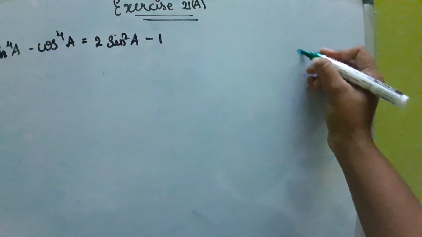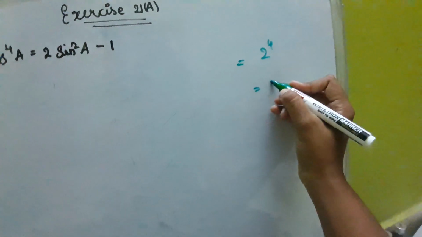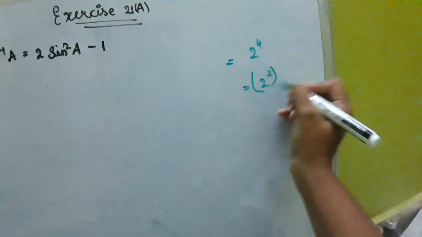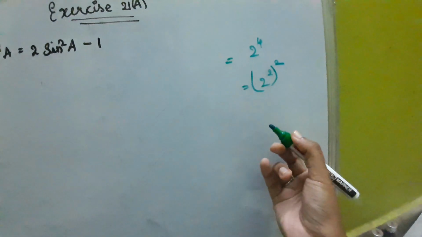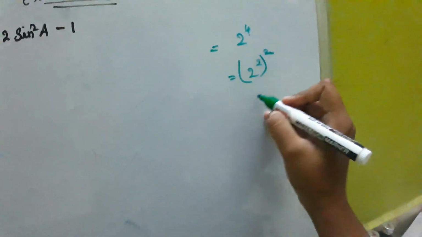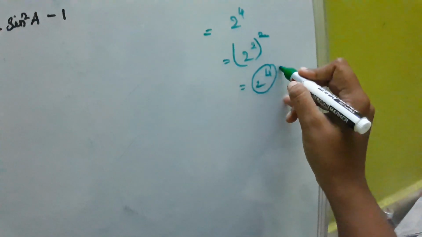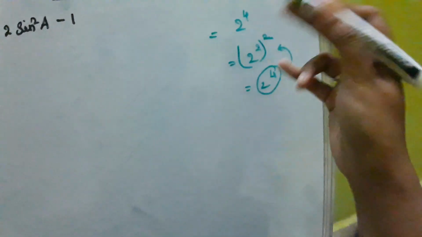Like, I am taking 2 power 4 here, for example. I am writing this 2 power 4 as 2 square to the whole square, right? We can also write 2 power 4 as 2 to the power 2 square, because multiplying 2 into 2 will be 2 to the power 4 only, right? So instead of 2 power 4 I can write 2 square the whole square.